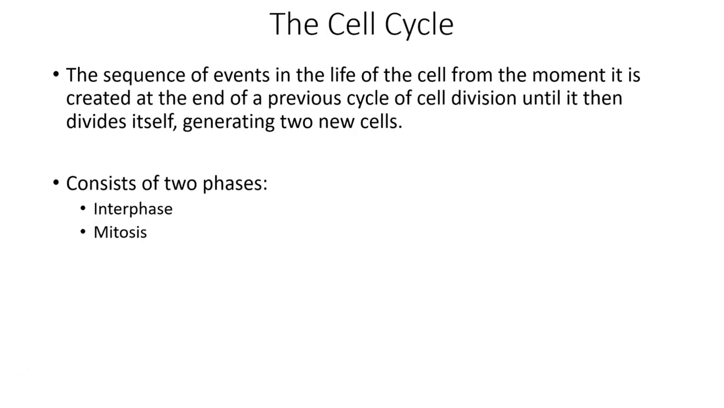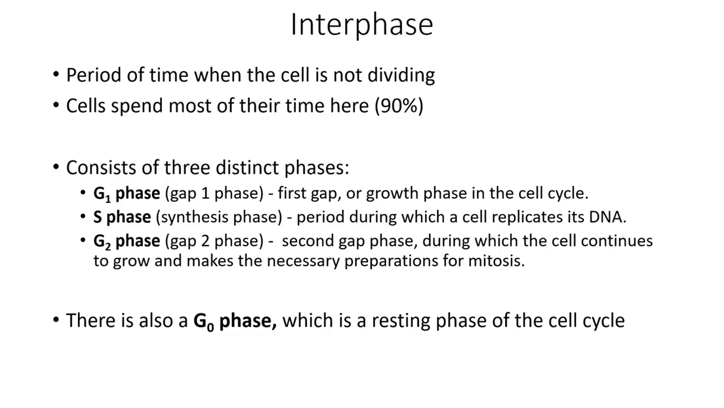So the cell cycle, by definition, is a series of events in the life of a cell from the moment it is created until the moment it either divides itself or ends, when it has basically outlived its usefulness. There are 2 main phases of the cell cycle, which are interphase and mitosis. Interphase is where cells spend the vast majority of their time. This is when the cell is not actively dividing and making a new copy of itself. Interphase is further broken down into 3 subphases, which are the G1 phase, S phase, and G2 phase.